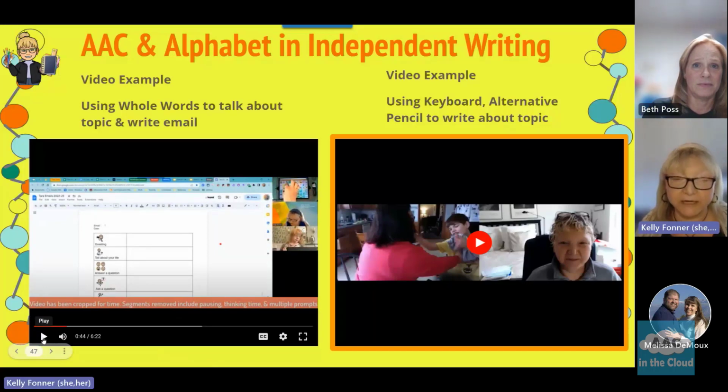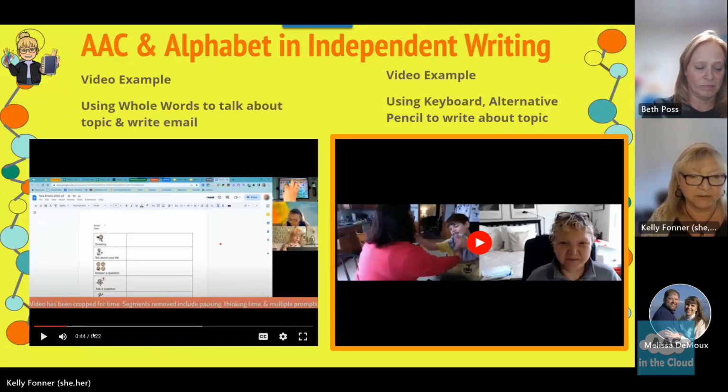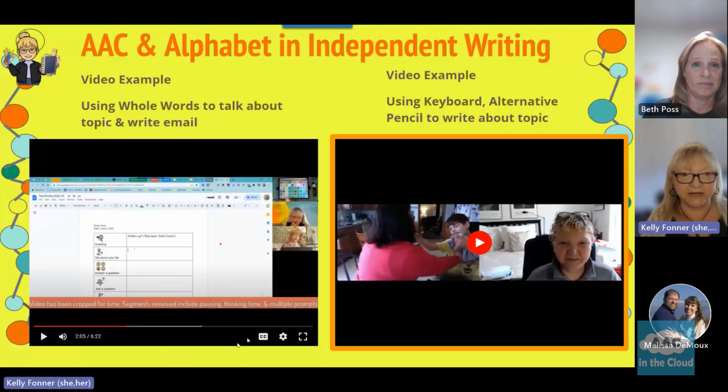So you see that writing opportunities also give you opportunities to model, to expand, to recast things that they've said. This particular writing frame was developed and shared with us by Kate Ahern and her Ahern Academy, where you give them different categories in email like greetings, tell about your life, answer a question, ask a question, and then have a departure. I'm going to jump up a little bit to where she gets a little more enthusiastic about what she's writing.